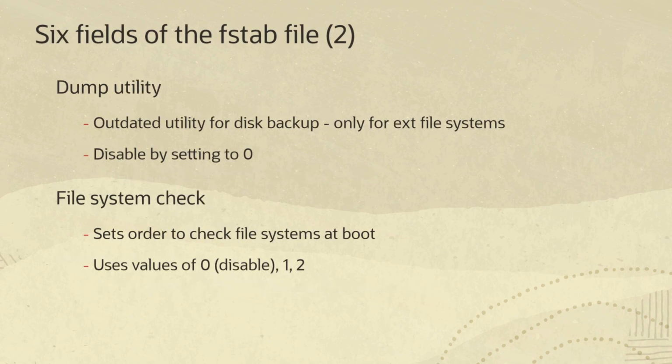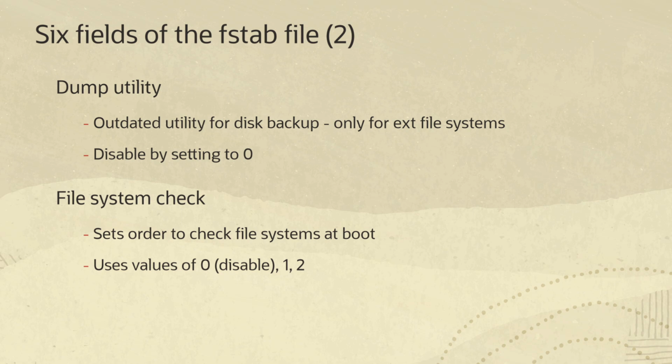Lastly, there are the dump or backup utility field and the fsck order field. The dump utility field links with an outdated disk backup application that only pertains to different extended or ext file system types. Consequently, most modern Linux systems and administrators disable this feature by setting this field to 0.